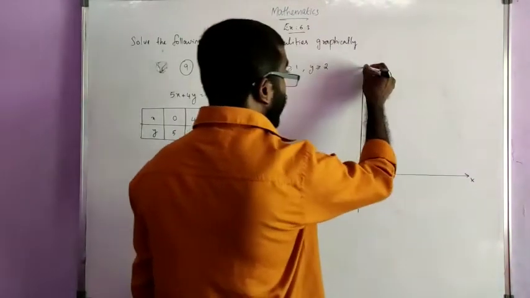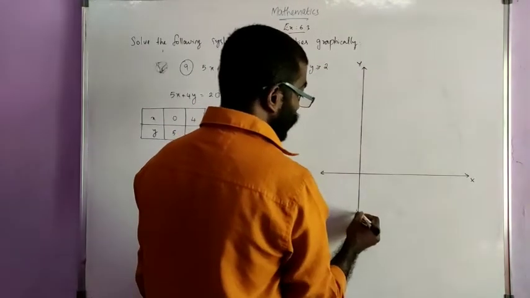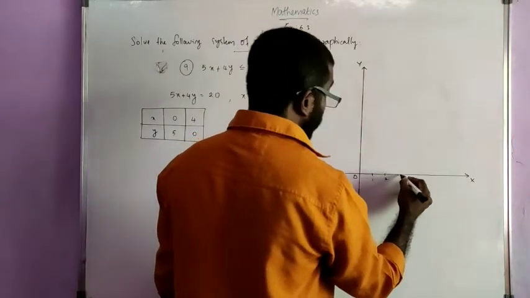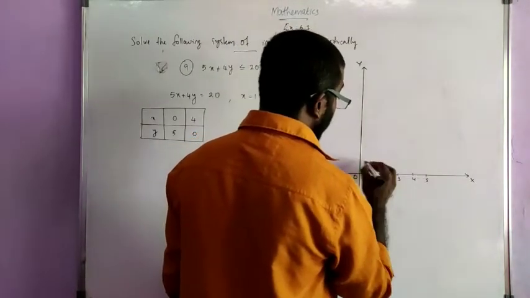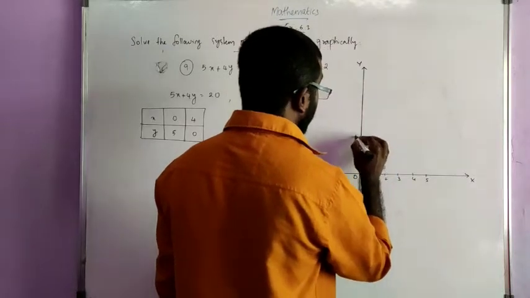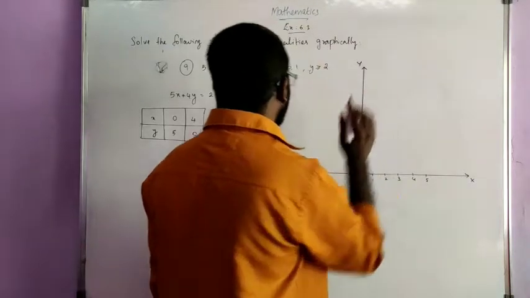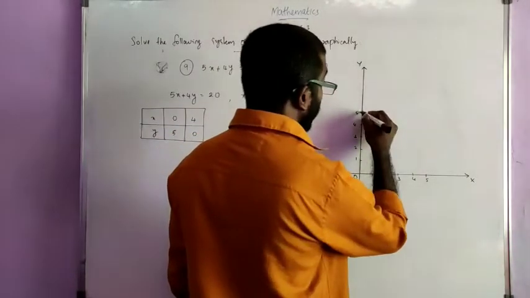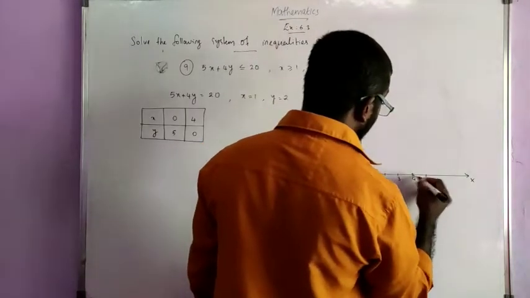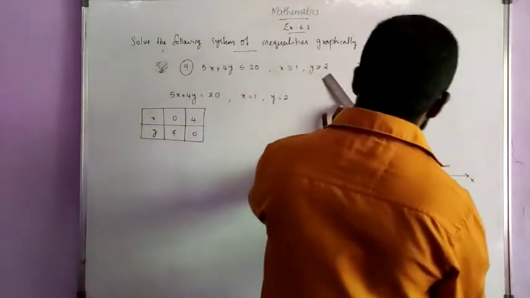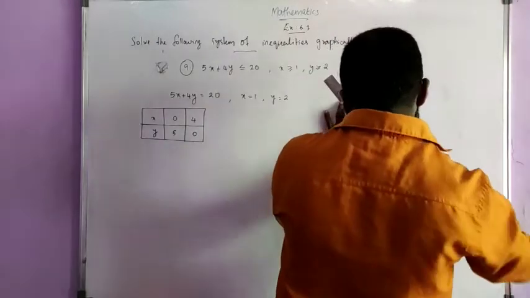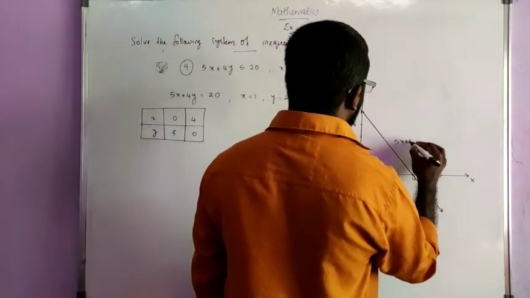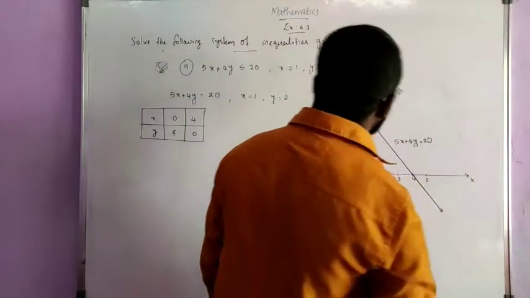X axis, y axis. One, two, three, 4, 5. Here also 1, 2, 3, 4, 5 and so on. Okay. First point 0, 5. Then 4, 0. Here. And we can join. So here we can write 5x plus 4y is equal to 20.